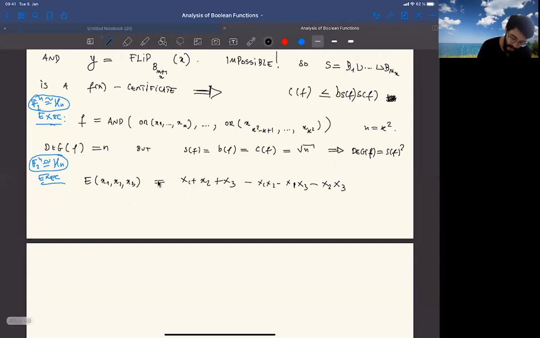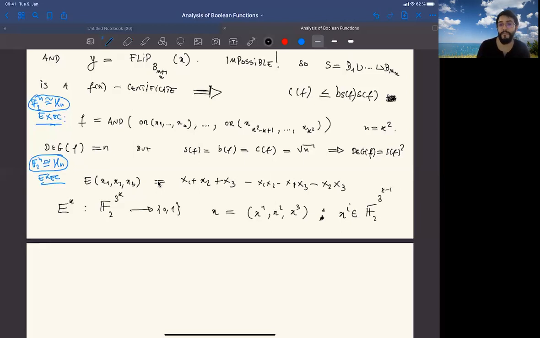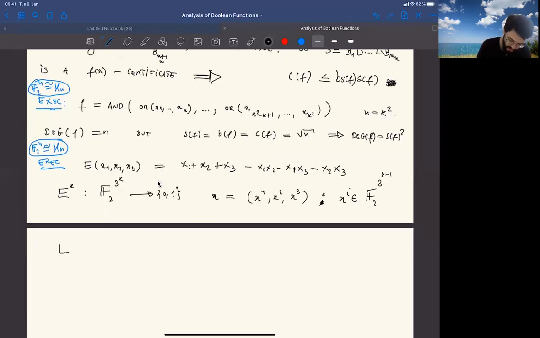So you consider this three variable function, and then you take E_k to be a function from F_2^(3^k) to {0, 1}. And what you do is that you take an x and you break it into x1, x2, x3, with each xi in F_2^(3^(k-1)). So you have a very big variable, you break it in three equal pieces, and then you define E_k recursively by E_{k-1} of x1, E_{k-1} of x2, and E_{k-1} of x3, okay?